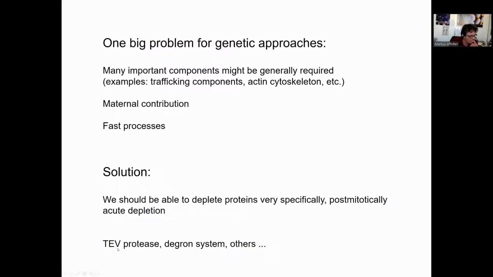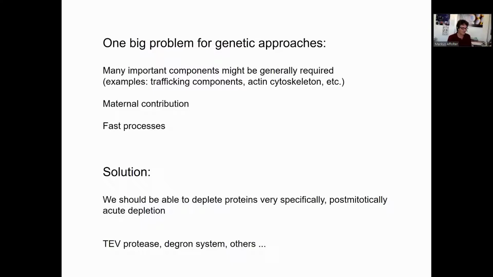There were some things developed. There was a protease developed that doesn't exist in flies and in other organisms. And the protease cleavage site, you could put it into your gene of interest. Then the protein has a cleavage site once it's made. And if you express your TEV protease in a certain tissue, the protein will be cut only in this particular tissue. That was published in 2008.